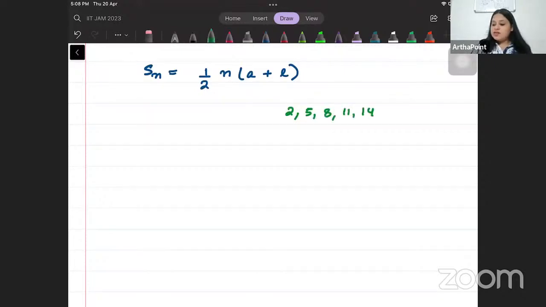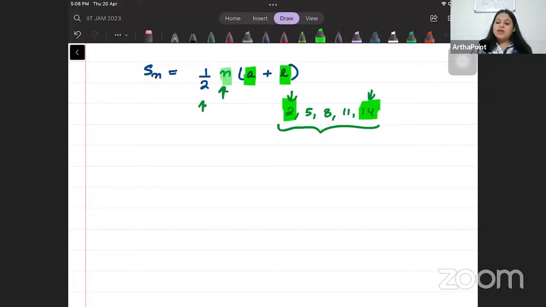So for example, if they ask you what is the sum of 2, 5, 8, 11, 14. So the first term plus the last term, into the number of terms, into half. That will give you the sum of the n terms.